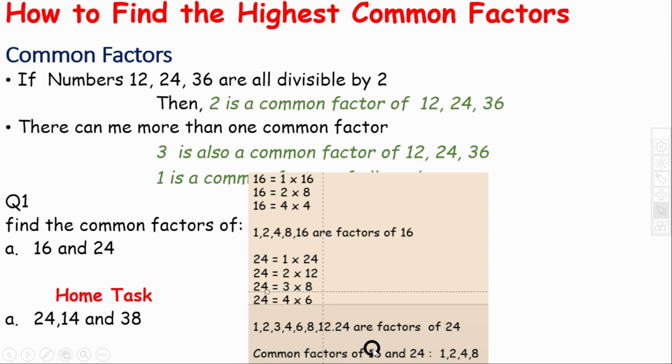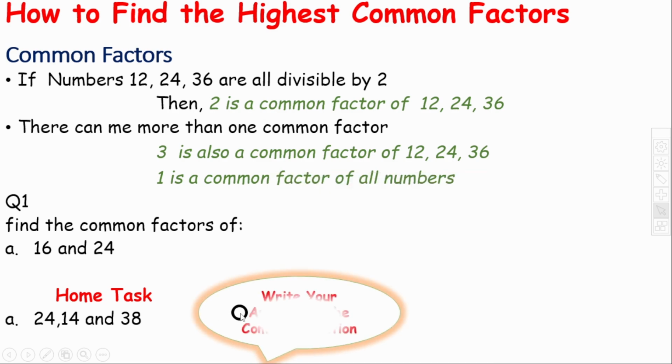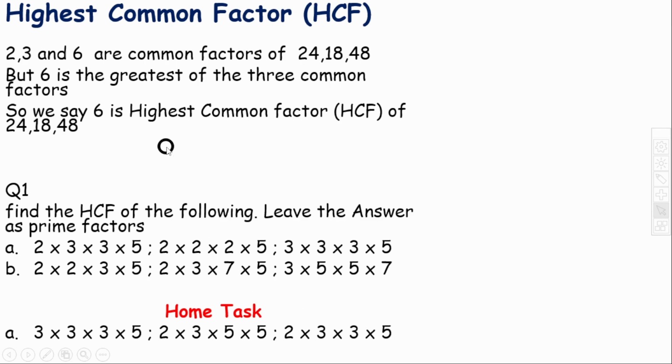So the common factors of 16 and 24 are 1, 2, 4, and 8. Take this home as your assignment. Write down the common factors of 24, 14, and 38, and write it in the comment section. I'll check it out. Now let's work on some other examples.